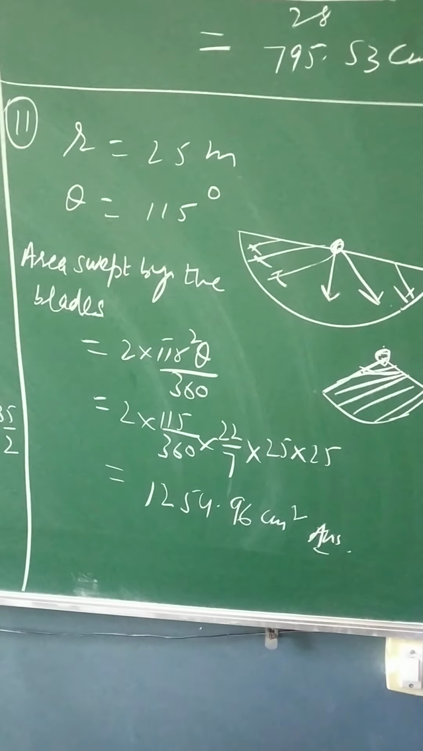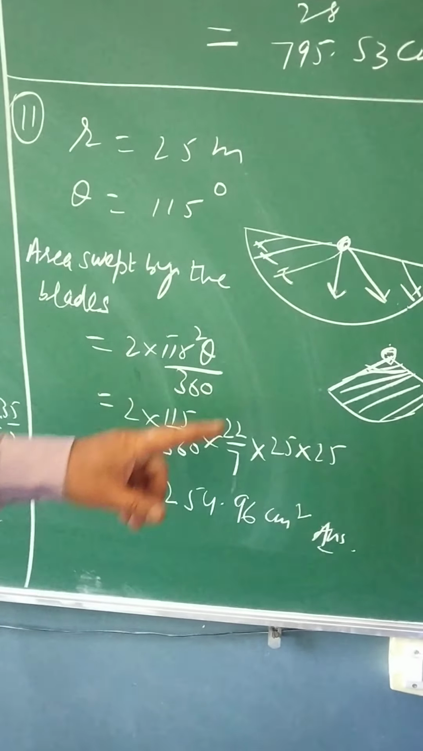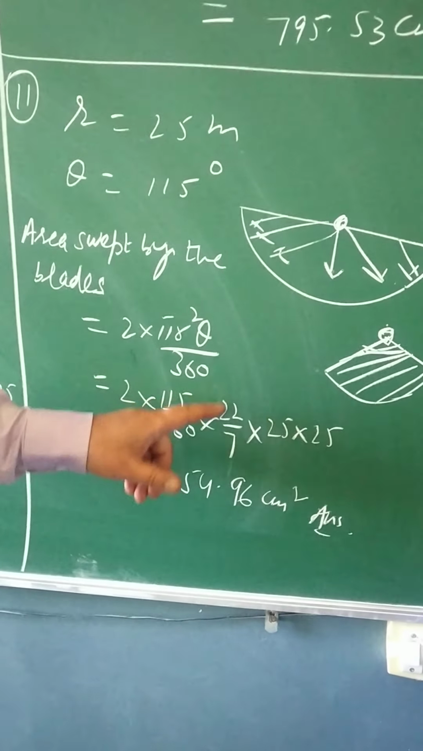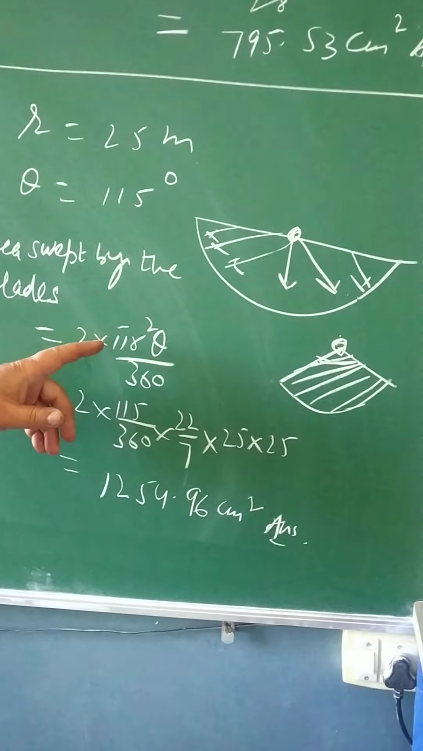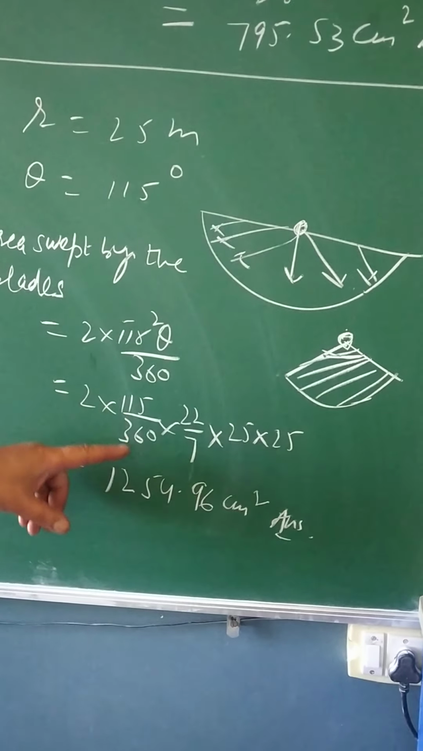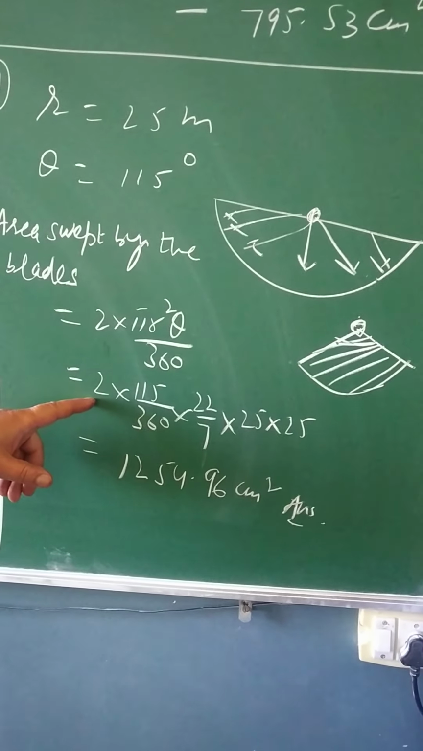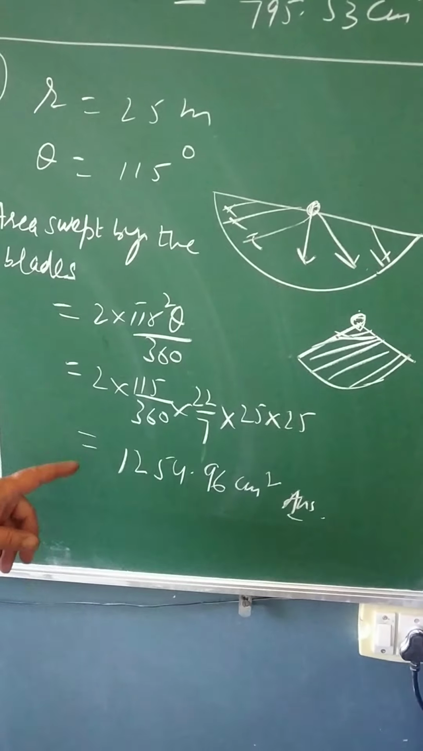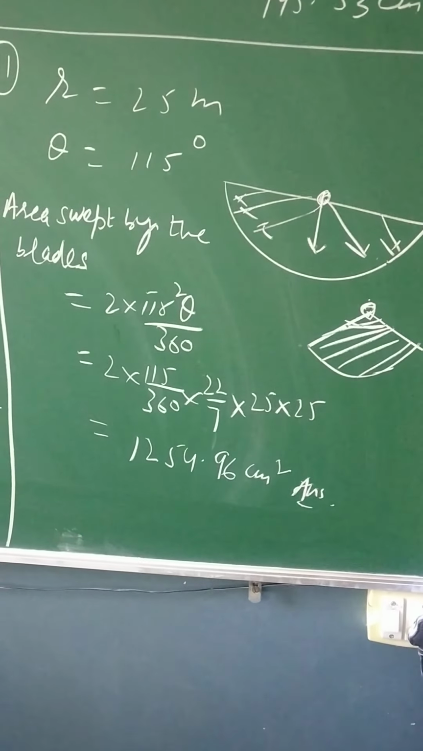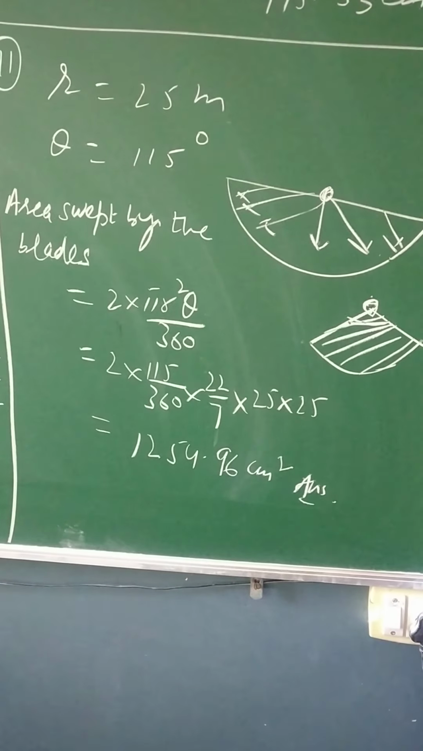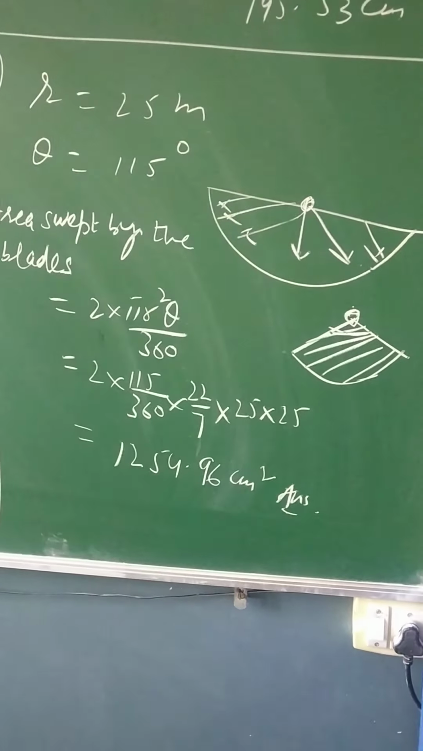So the area swept by the two blades is 2 into pi r square theta upon 360. Now pi is 22 upon 7, r is 25 into 25, and theta given is 115 upon 360. Two wipers are there, so you need to multiply it by 2. Do the calculations. So the answer will be equal to 1254.96 centimeters square.